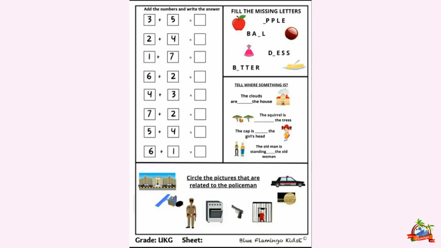Like police station. The first picture is of police station. पुलिसमैन works at police station. Second is the policeman itself, means their co-workers, उनके साथ काम करने वाले co-workers. Gun. Okay, so you have to circle those pictures which are related to policeman. Policeman से related जो भी pictures होंगी उसे आपको यहाँ पे circle करना है.